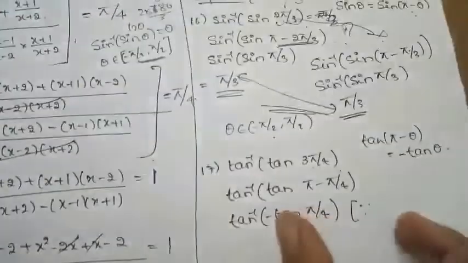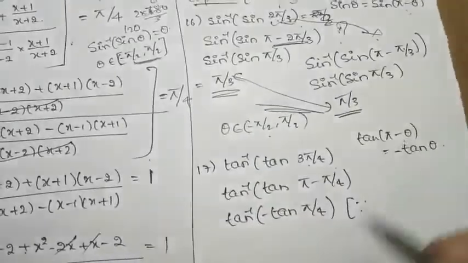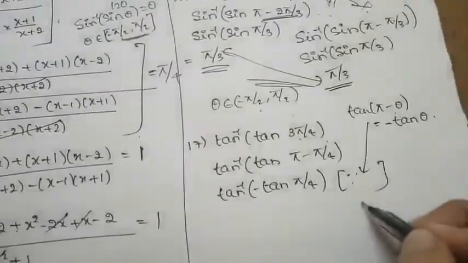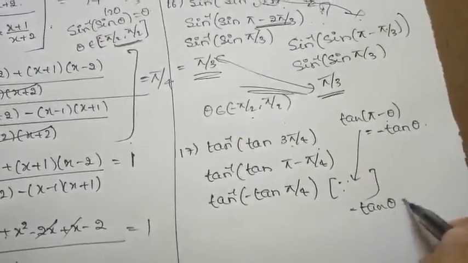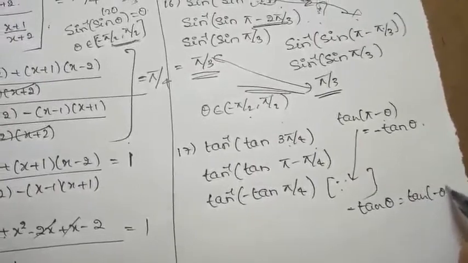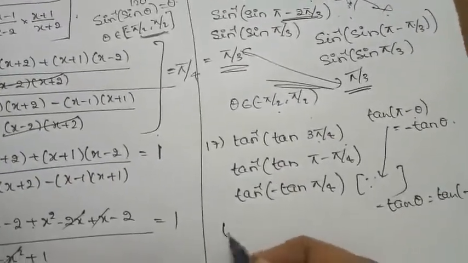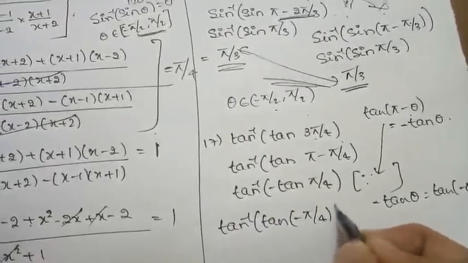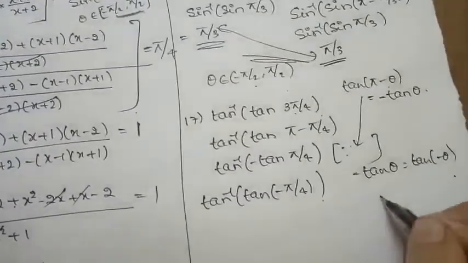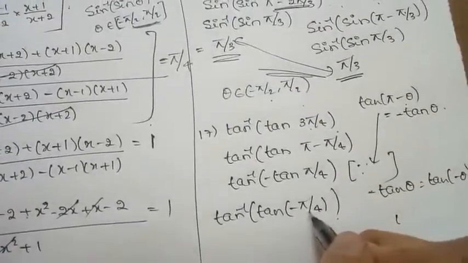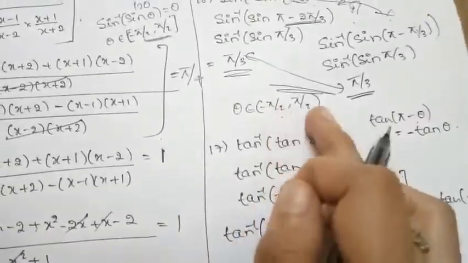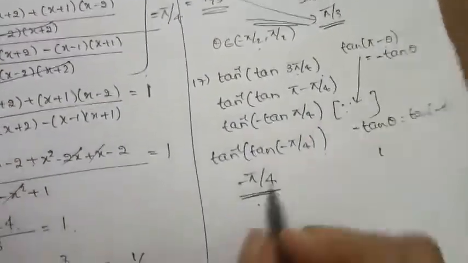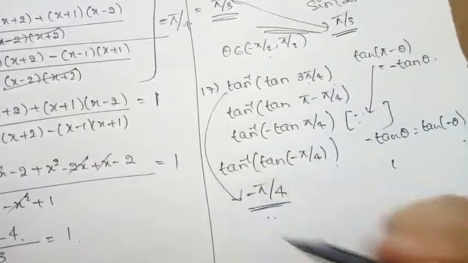Write the reason here so that you can get the thing clearly. Again we know that minus tan theta is equal to tan of minus theta. So I can write this as tan inverse of tan of minus pi by 4. Now this is in the form of tan inverse of tan theta, where minus pi by 4 is lying between minus pi by 2 and pi by 2. So the value is minus pi by 4. This is the value of the given question.